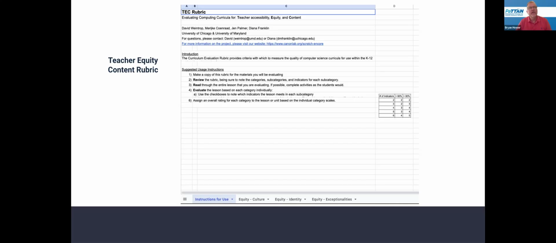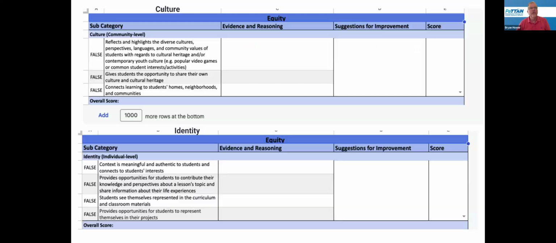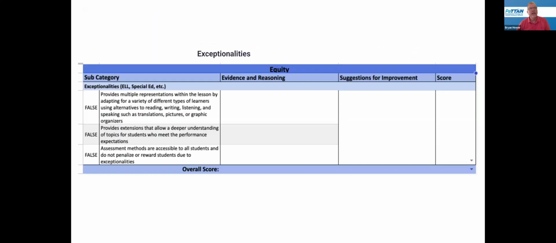But you can evaluate, let's say you're using a lesson from cyber.org and you want to see if its content is equitable. Well, this has a section to go through and evaluate the culture, the identity, whether it addresses exceptionalities. And this is a chart, then you can score it and look at whether it does this. Okay, so those are just some activities I have provided for you.